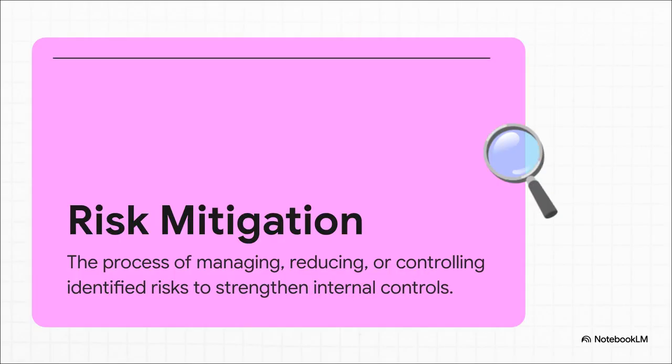So what are we talking about here? At its core, risk mitigation is all about the process of managing, reducing, or controlling those risks we've already identified. For auditors, our job isn't just to flag issues. It's to help build stronger internal controls and really push for effective risk management across the board.